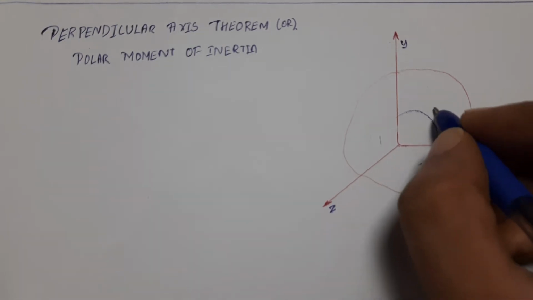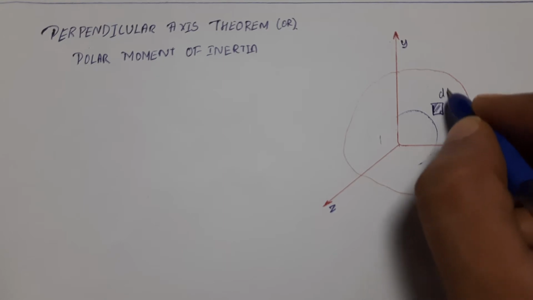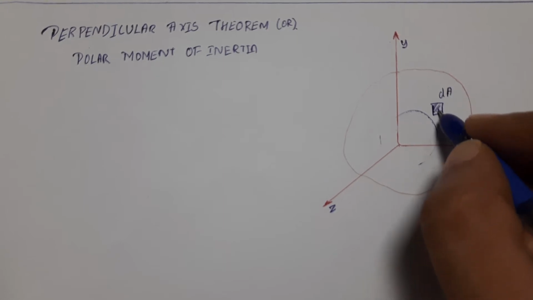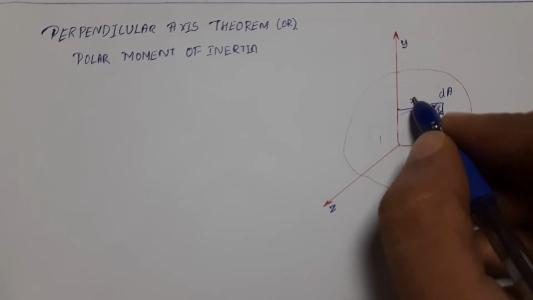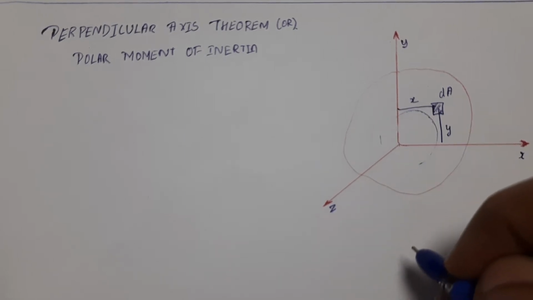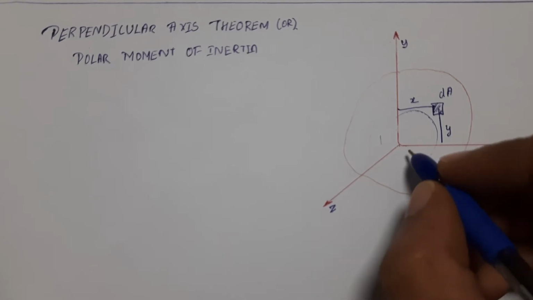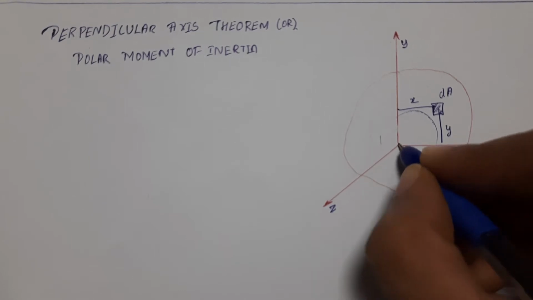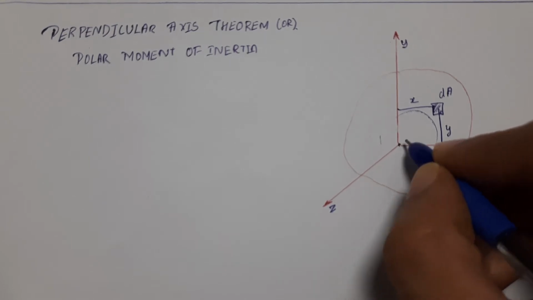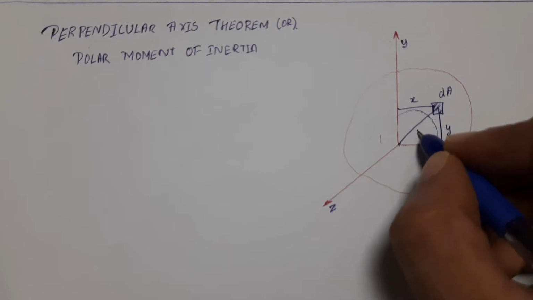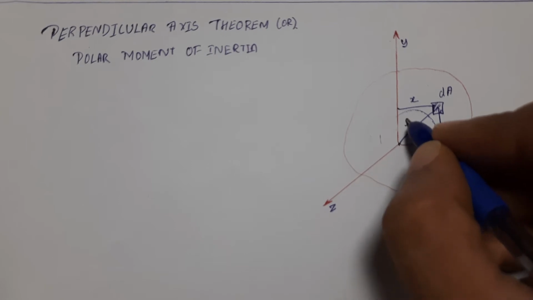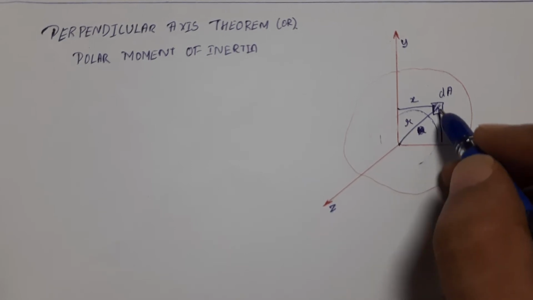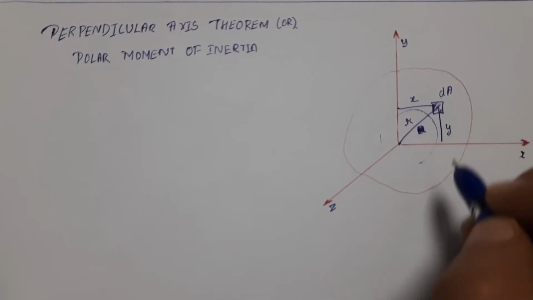Now if we consider a small area over here, that is dA, at a distance of y and x, it is located from the center. You can take this point's radial distance as r, or you can write it as small r. The radial distance from the center of this particular area is r.